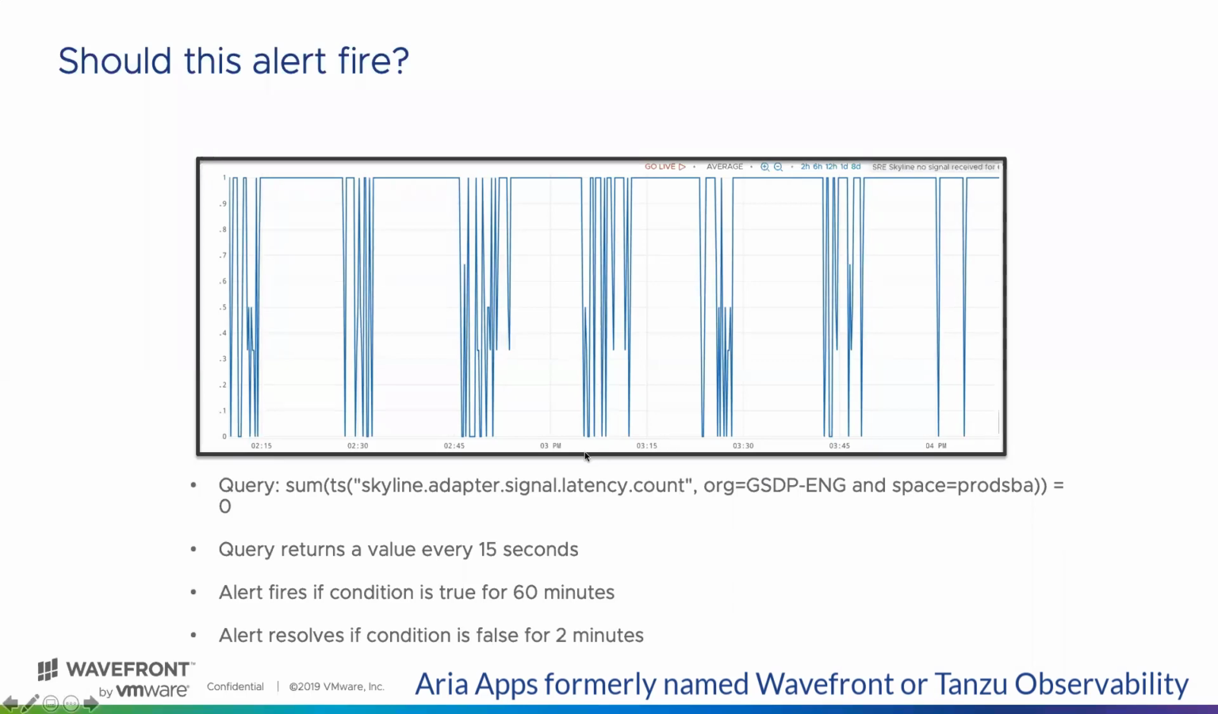The query under the covers that is being added up here has data every 15 seconds. So there's maybe a little hint there that the aligning of the data to 1 minute that the alert engine does may come into play, because we have 4 data points in every minute. The alert fires if the condition is true for 60 minutes. And actually the alert resolving for 2 minutes is irrelevant in this case. So should this alert fire? Any takers? Or will this alert fire, maybe we should say.